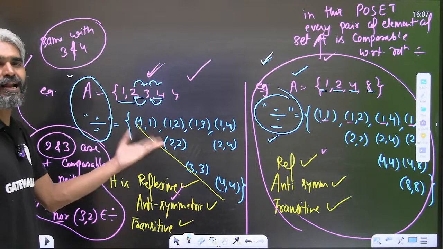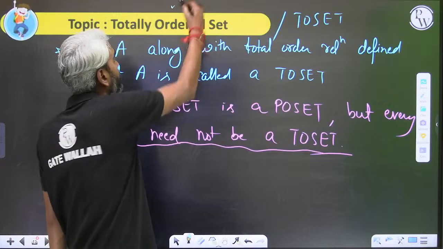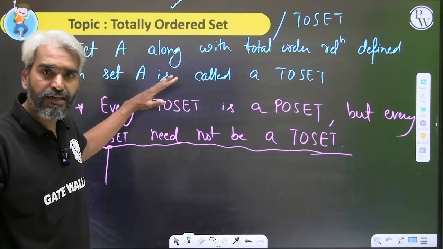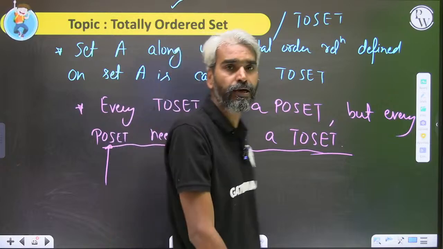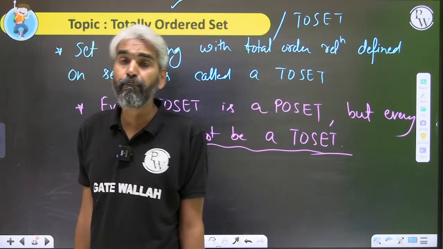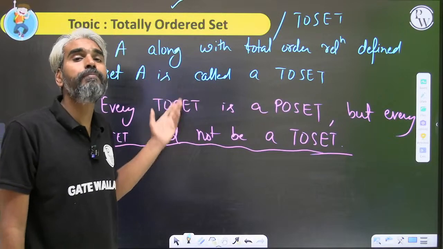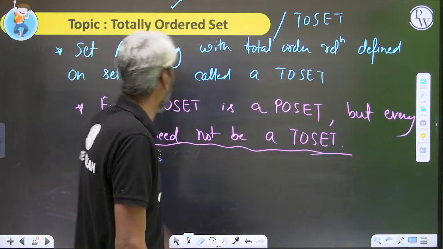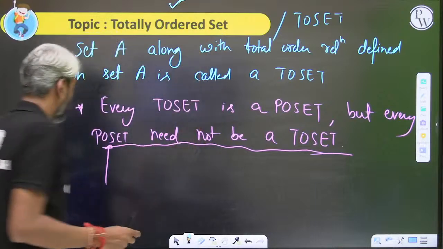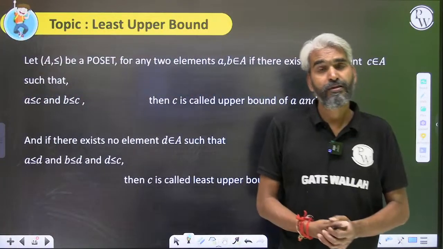Now, both of them are actually posets. So if I try to define the totally ordered set, what is a totally ordered set? Obviously, before it becomes a total order relation, it will be a partial order relation. So a poset in which all pairs of elements of set A are comparable with each other, that is, the respective relation is a total order relation, is called a totally ordered set. So, this is from the last class. Let's look at today's session.